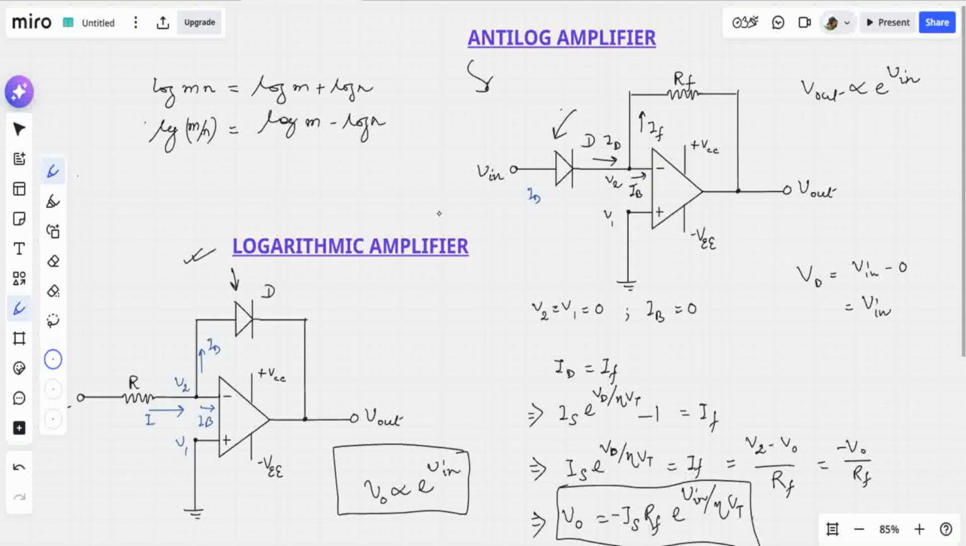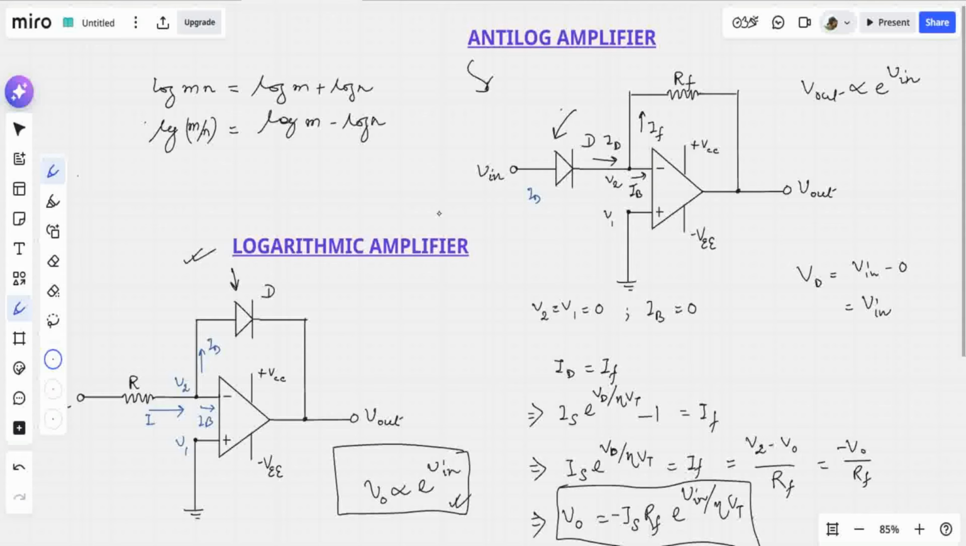Now notice something interesting here. In a linear amplifier, doubling the input doubles the output, but in an anti-log amplifier, a small increase in the input can produce a large increase in the output. This is because the relationship is exponential. The applications of the anti-log amplifier are analog computation, multiplication circuits, division circuits, exponential signal generation, instrumentation systems, and communication electronics. In fact, many analog multipliers are built using a combination of log and anti-log amplifiers.